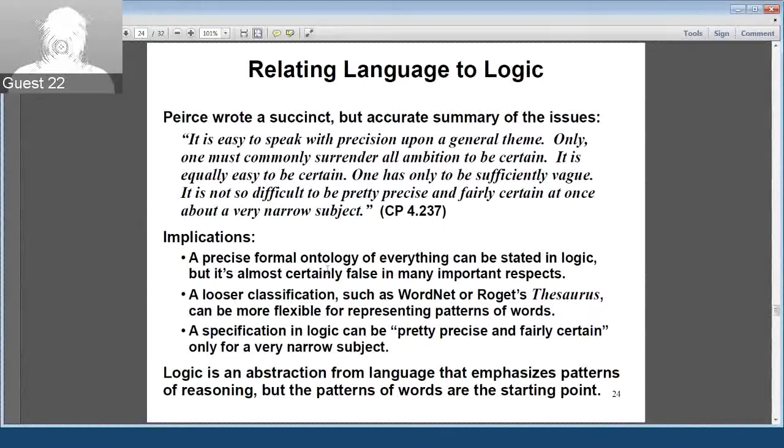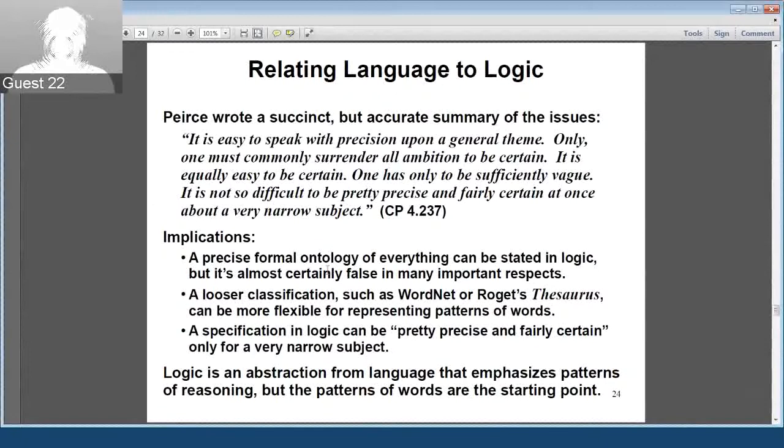And that's what I would say about our ontologies, that being pretty precise and fairly certain will only be down in the lower levels, in our microtheories. At the top, it will be vague, or I would say not quite vague, but underspecified. So at the top, we want it to be certain. We have to be sufficiently vague. The term I would use there is underspecified. It is equally easy to be certain, but one has only to be sufficiently vague. And I would say underspecified.